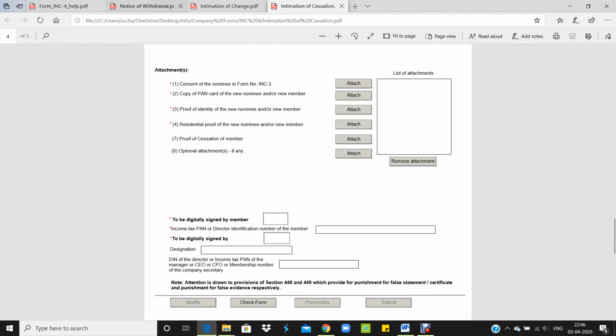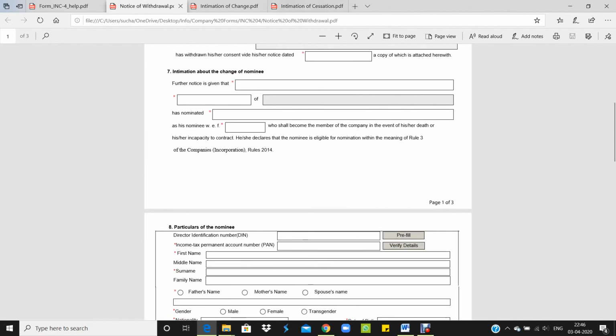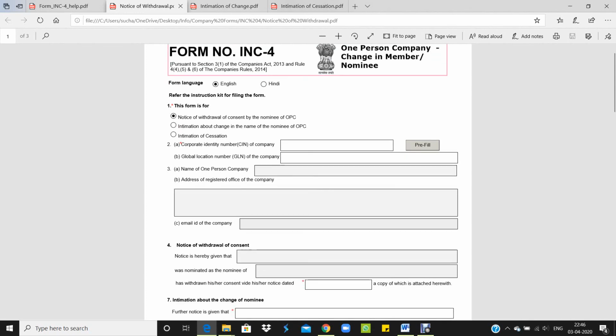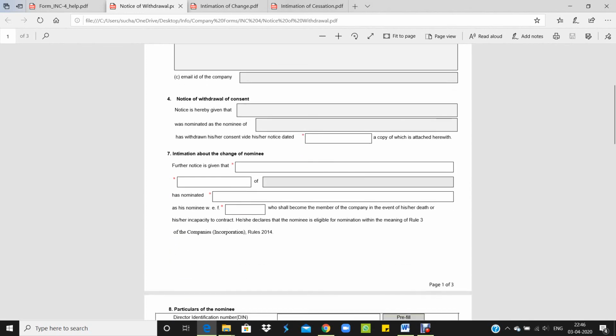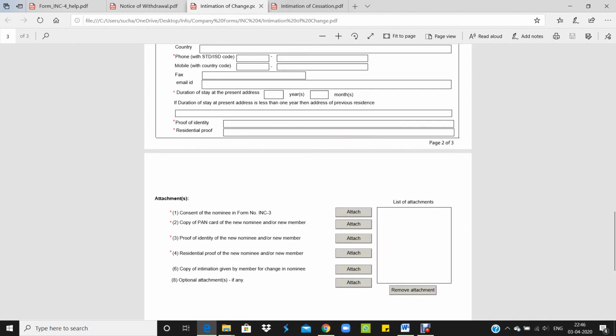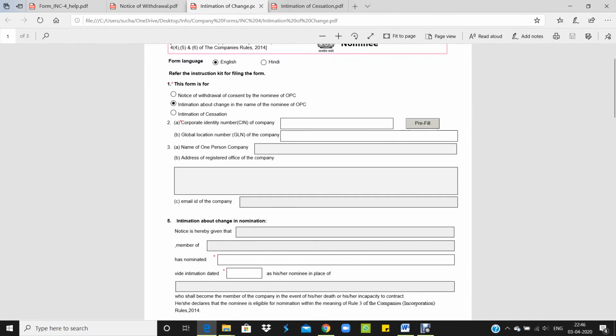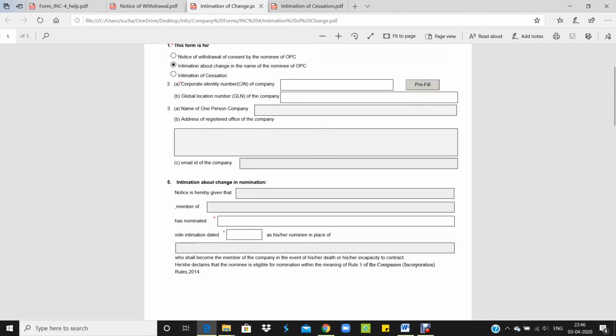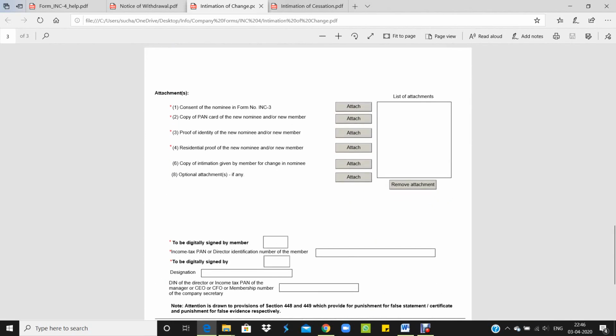Now let's see the difference. If you select option 1, notice of withdrawal of consent, then serial numbers 4 and 7 will open. That is notice of withdrawal of consent and intimation about the change of nominee. Then the extra attachment here is the notice of withdrawal of consent filed by the nominee. In all these 3 cases, the first 4 will be common. And in intimation of change of nominee, if you select this option, then only serial number 5, intimation about change in nomination, will appear. Then in the attachments, a copy of the intimation given by the member has to be attached.